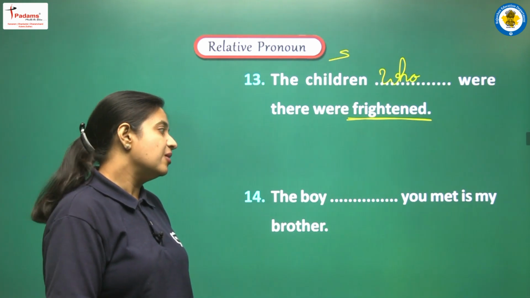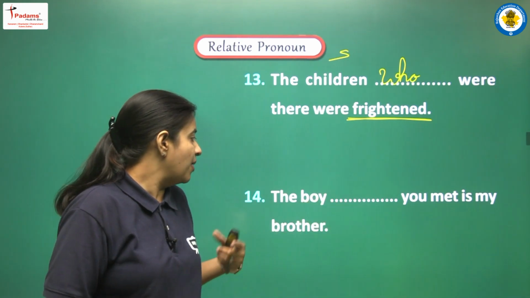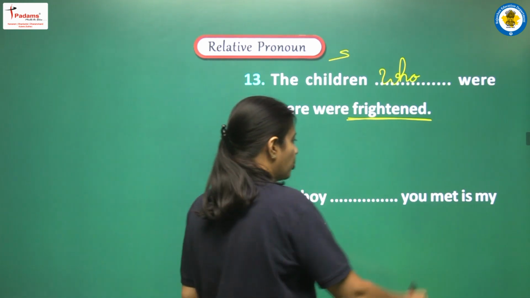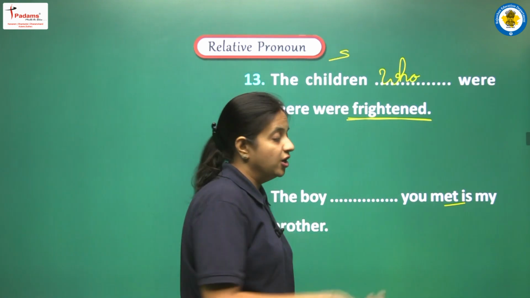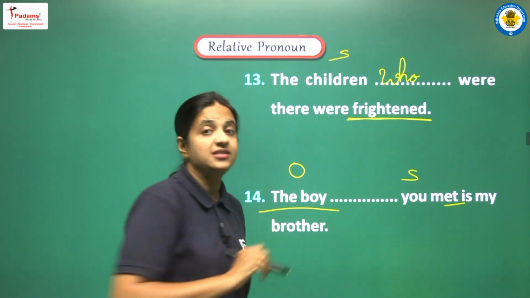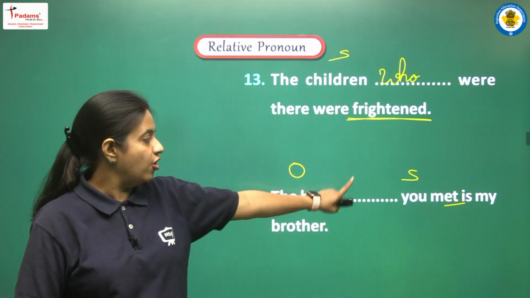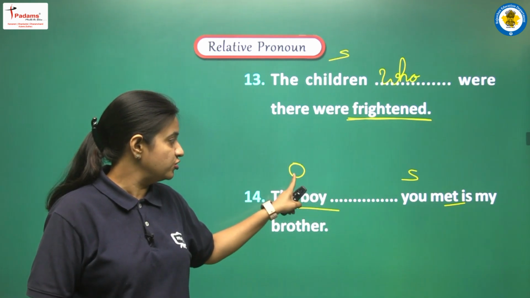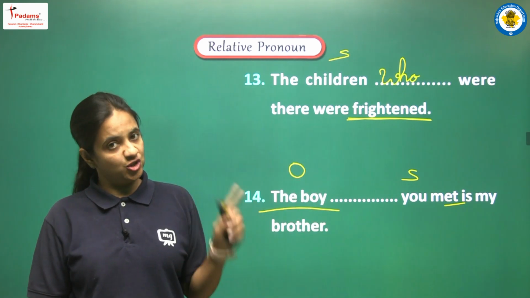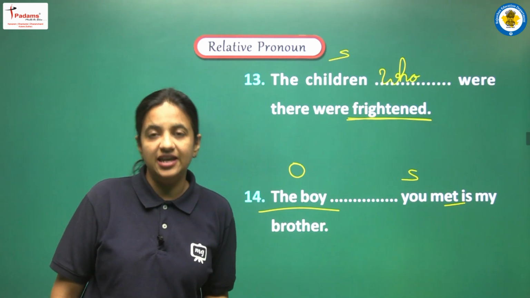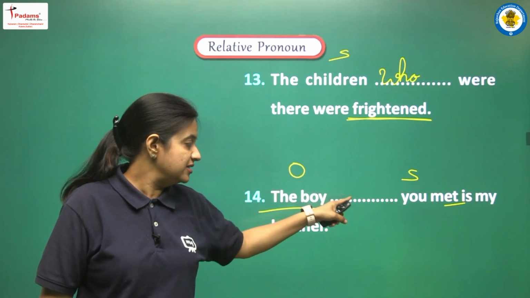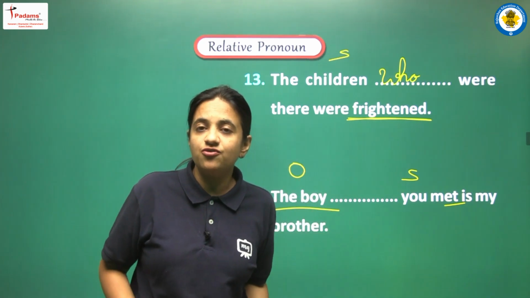Next sentence, the boy you met is my brother. Okay, so now in this sentence, let's see what is the verb. A verb is to meet. Who is meeting? You. So you is the subject and the boy is the object. So now we want one relative pronoun that is used for object when the object is the human being. So students, now you all can see this thing, that if we are doing this kind of analysis, it will be very much easy to find the correct answer.